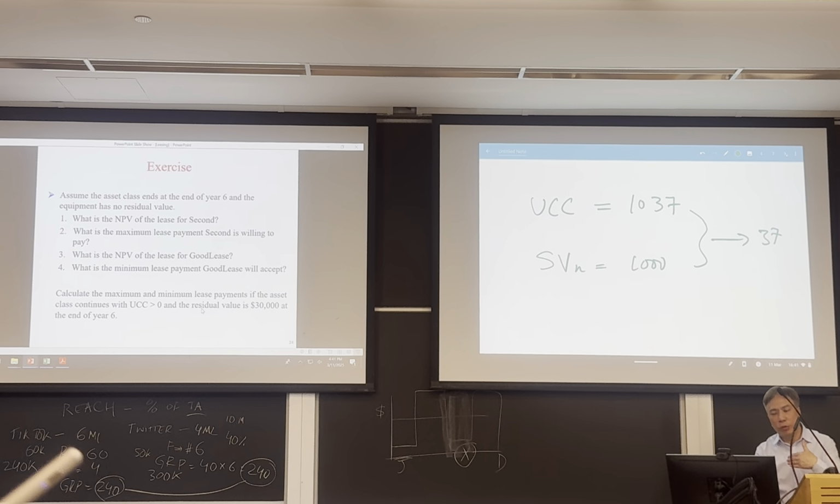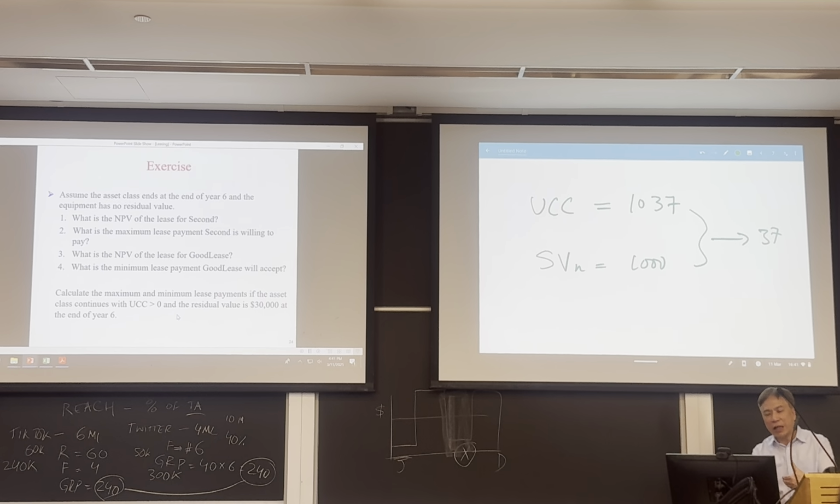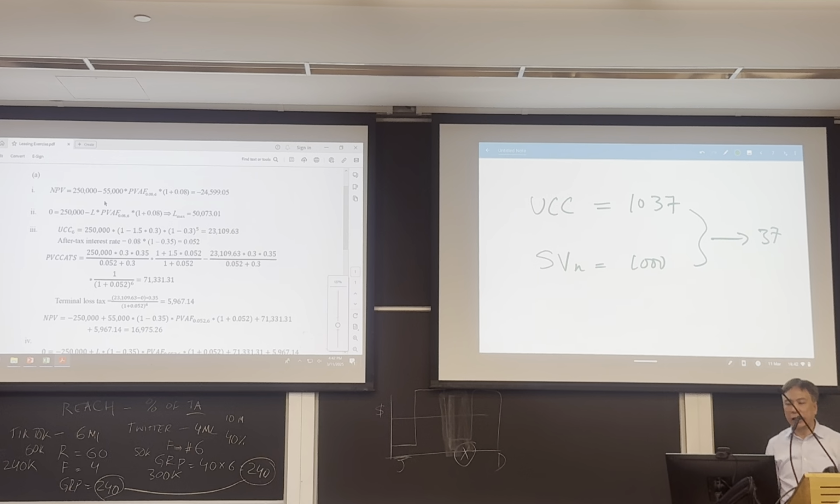And then the question moves on and says, calculate the maximum or minimum lease payment if the asset class continues with the UCC positive. Let me see, CLTL in this case is 0, and the residual value is $30,000 at the end of year 6. All right. So now if you look at it, this one is extremely simple.